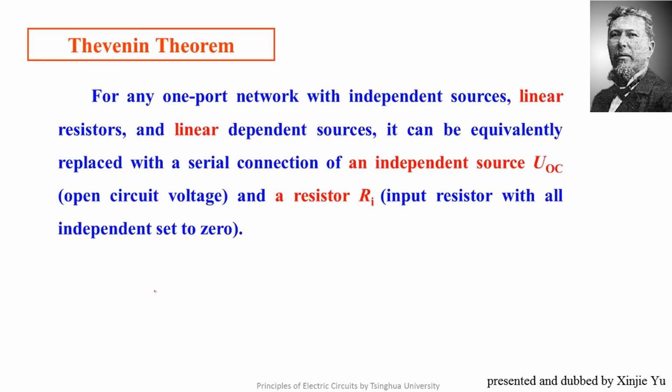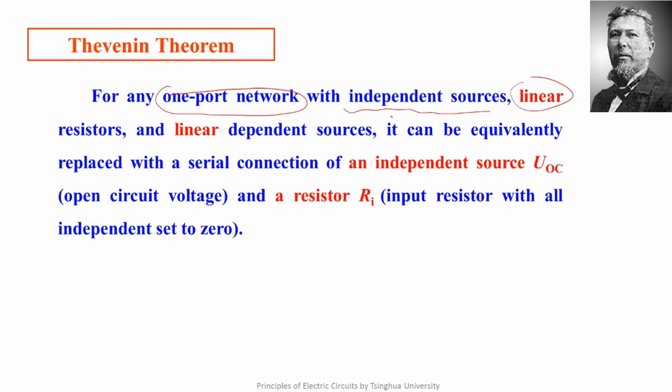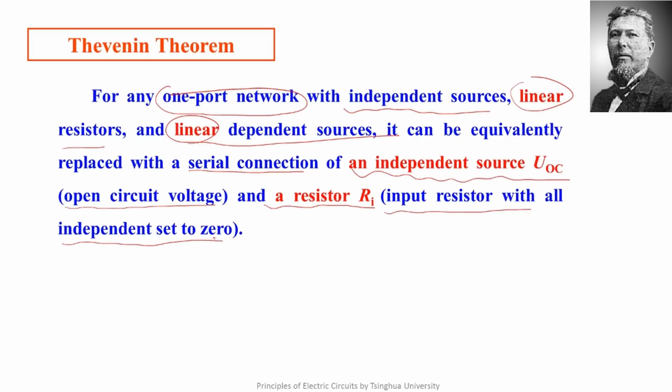Let's introduce the concept of the Thevenin theorem. For any one-port network with independent sources, linear resistors, and linear dependent sources, and any kind of their complicated connections, it can be equivalently replaced with a serial connection of an independent voltage source whose value is the open circuit voltage of the port, and a resistor whose value is the input resistance with all independent sources set to be 0.